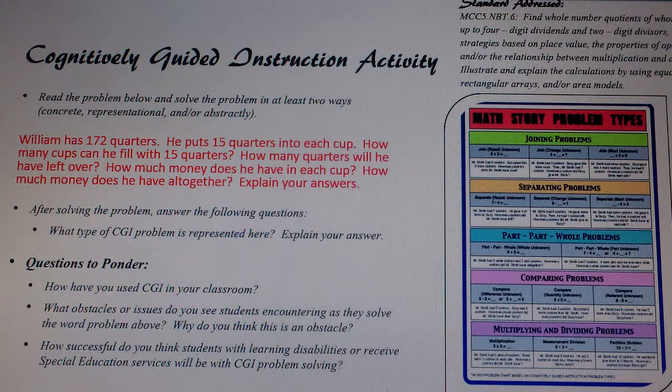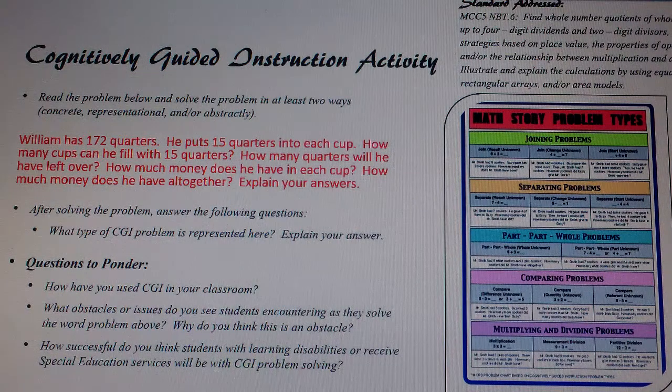In this activity, students are to be able to use the information, make sense of the problem, and solve the problem in at least 2 ways. They can use concrete representation, they can draw pictures, or they can solve the problem abstractly, but they must have 2 ways. And they need to be able to explain and justify their answers as they go through the problem.